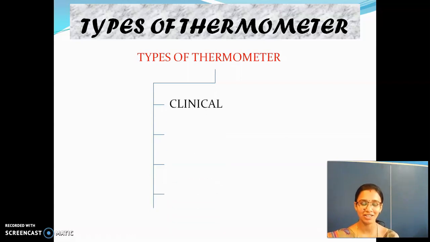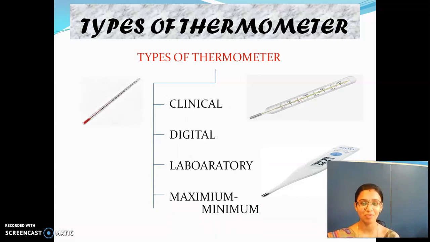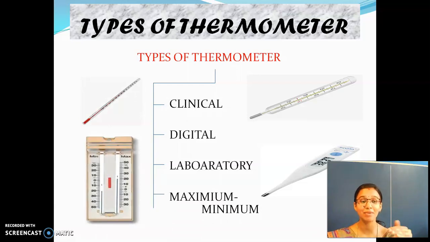Tell me for what this clinical thermometer is used. Why is the clinical thermometer used? Yes, for measuring body temperature. And the digital is also used for measuring body temperature. The laboratory thermometer is used in labs for measuring the temperature of different substances. And the maximum minimum is used for finding the maximum and minimum temperature of the day.